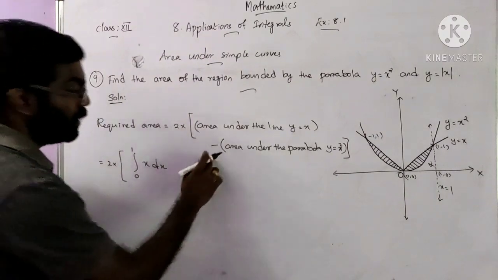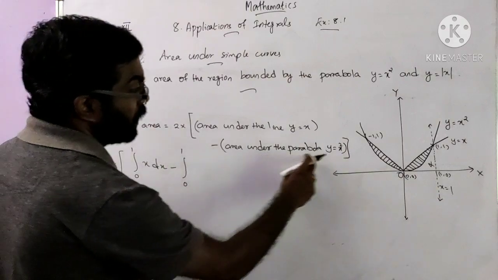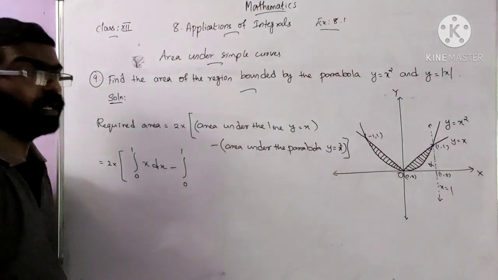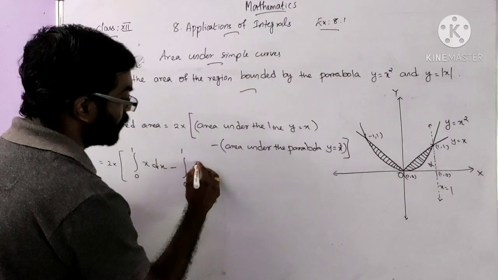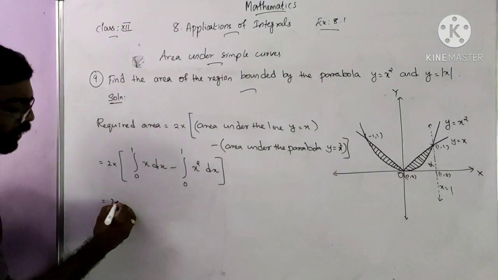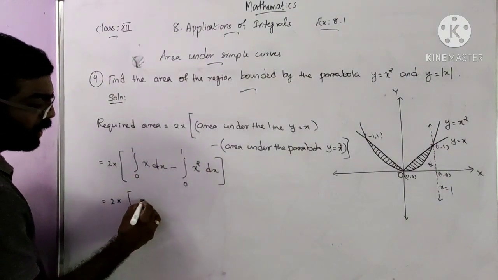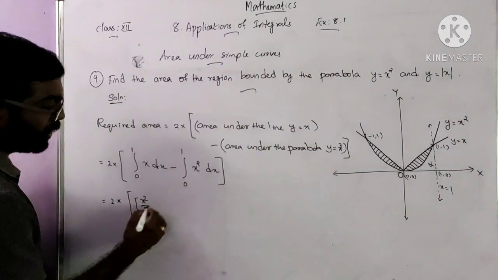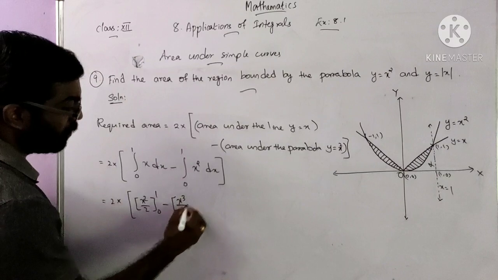Right. Then minus integral 0 to 1 area under the parabola y equal to x square. So here the y value is x square. So x square dx. Is it clear? That is 2 into integral x square by 2 within the limit 0 to 1 minus x cube by 3 within the limit 0 to 1.